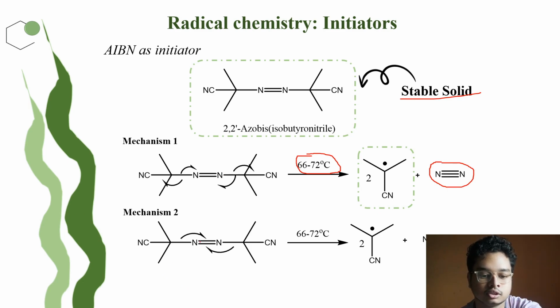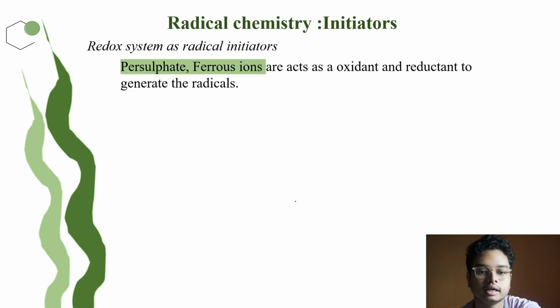So there are two different mechanisms. First, the cleavage of this bond is observed to generate this radical, or this bond can break apart to generate the nitrogen gas and the radical, and this is the radical which goes on to undergo chain reactions. Now there is another system, the redox system.